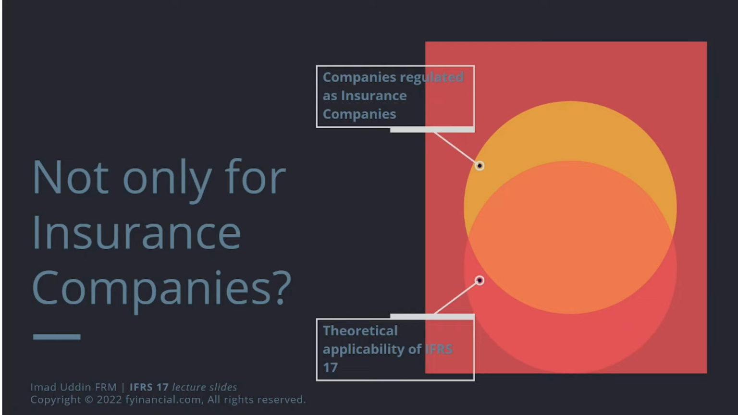So here is the point. There might be certain companies that are regulated as insurance companies. If they are not issuing insurance contracts, they would not have to apply IFRS 17. And if there are companies that are not insurance companies, and if they are issuing insurance contracts, they will have to apply IFRS 17. Anyways, if there is no insurance contract being issued, the company would not apply IFRS 17. If a company issues insurance contracts, that company would apply IFRS 17.